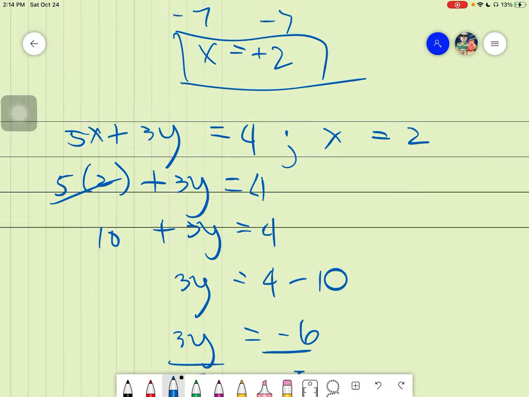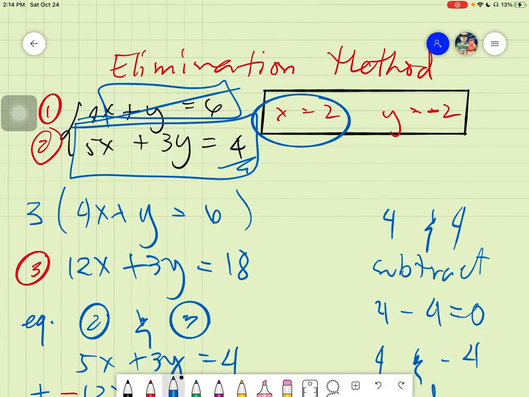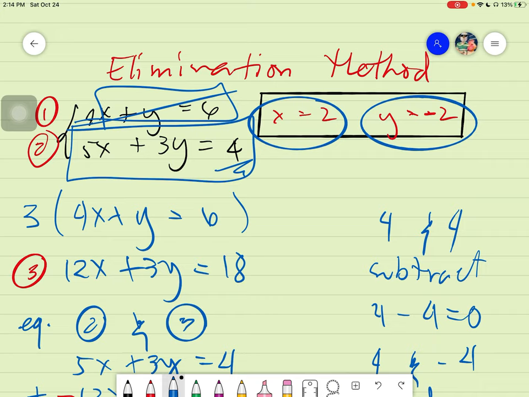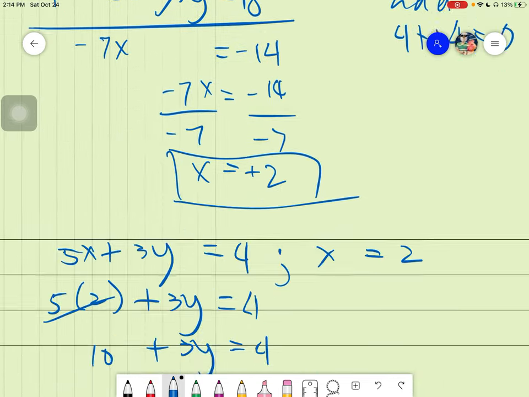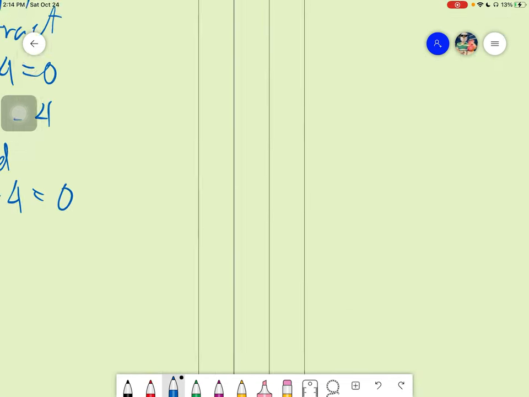So let's check. Is our answer negative 2? Yes. Right? Therefore, the process of elimination is the same as the process of substitution. You will get the same answer. Okay? So we don't need to check anymore. Why? Because we just proved that the answers are the same for the substitution and elimination. Therefore, if it's correct in the substitution, then it's definitely correct in the elimination.